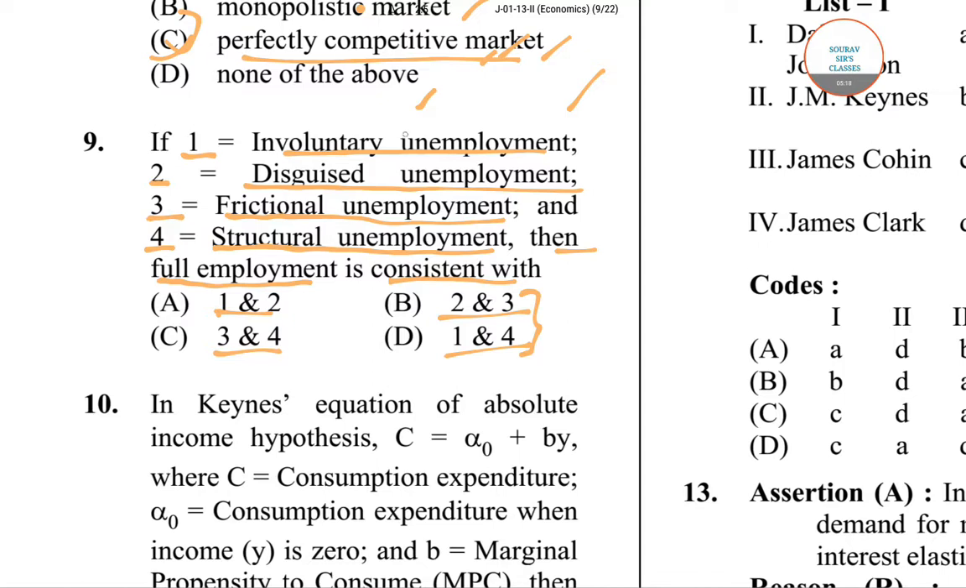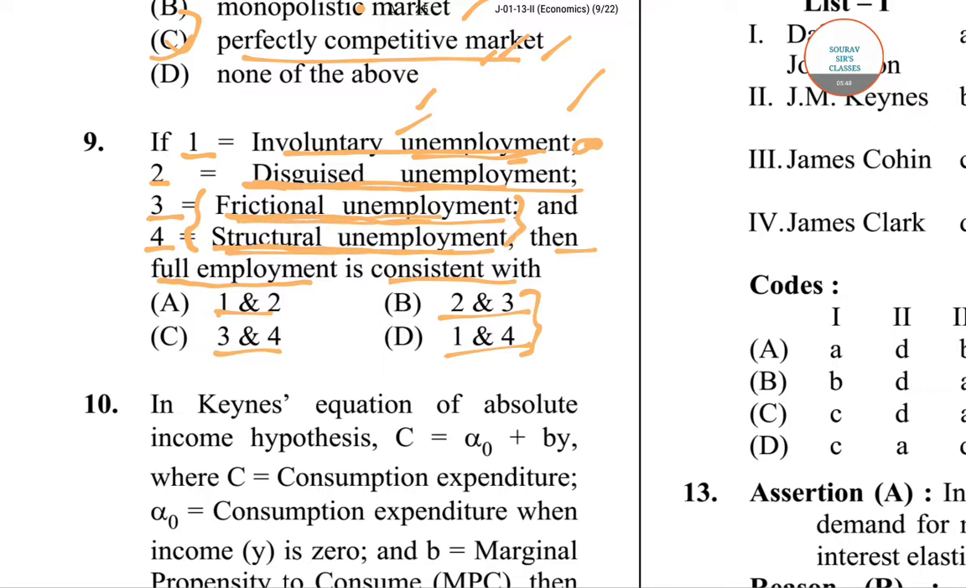First we need to understand what is involuntary unemployment. Involuntary unemployment is basically the phenomena where the workers are willing to work but they do not have enough job in the market to work. So they are willing to work but they are not voluntarily unemployed, but involuntarily, that is they are not getting the job. Now disguised unemployment, I'll come to it later, but for the time being just focus on these two, that is frictional unemployment and structural unemployment.